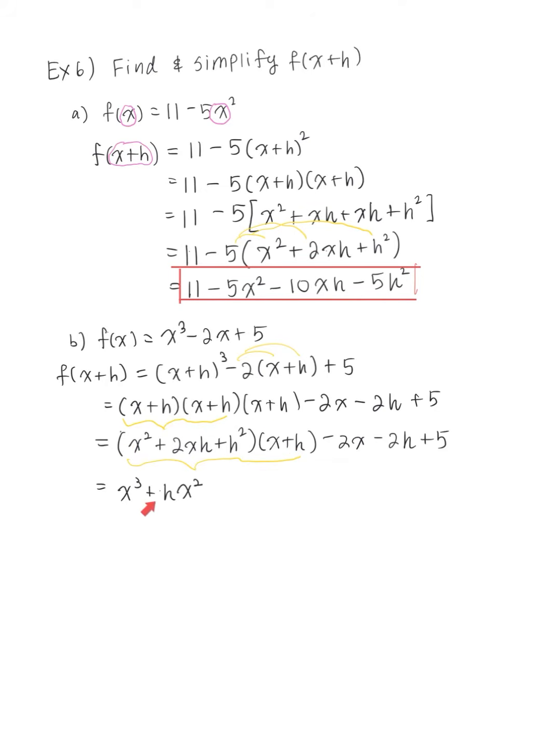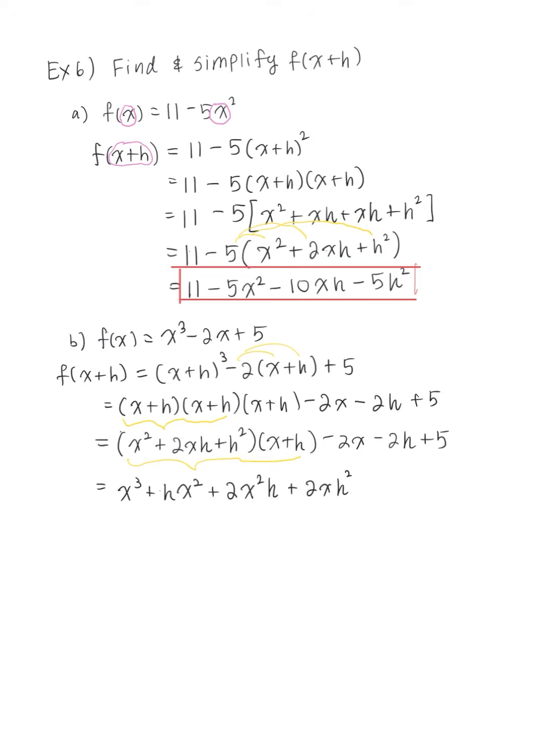That's why I have here plus hx squared. Now I'm going to take 2xh and distribute that to x and h. So then what we're going to get is plus 2xh times x, so you're going to have an x squared times h. And then the next term is going to be 2x and then h times h, which is going to give us h squared.